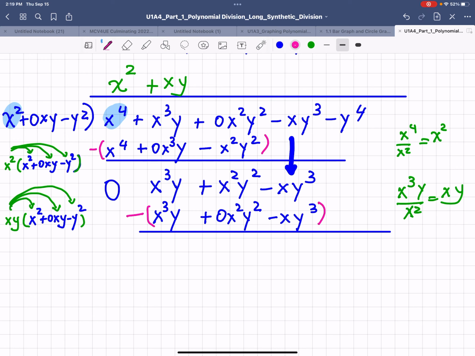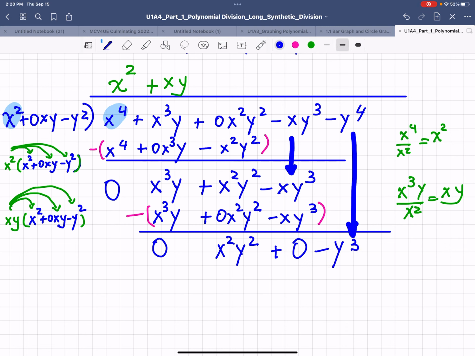Whatever we obtained here, and here we go again. We have x cubed y minus x cubed y, no x cubed y, so 0. x squared y squared minus 0 is x squared y squared. Negative xy cubed minus negative xy cubed, 0 xy cubed. So we're going to have 0 here. I'm going to bring down the last term in the polynomial. That's negative y cubed.